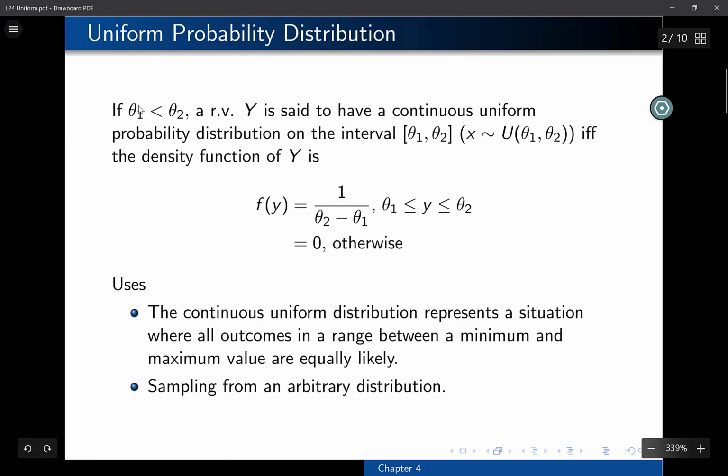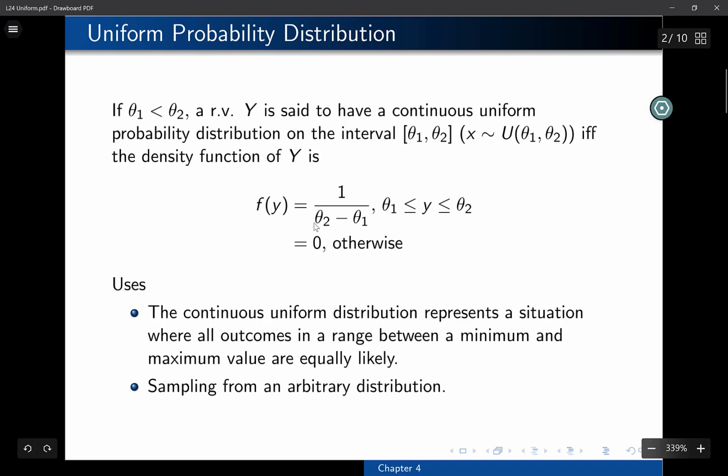So if we have theta 1 and theta 2 are two numbers and theta 1 is strictly less than theta 2, a random variable Y is said to have a continuous uniform probability distribution on the interval theta 1 and theta 2. You can also denote it this way: X, this should have been capital X, X follows U for uniform on the interval theta 1 comma theta 2 if the density function looks like this. So it's basically f of y is 1 upon theta 2 minus theta 1 and it's 0 otherwise.